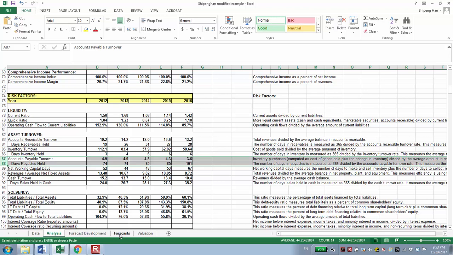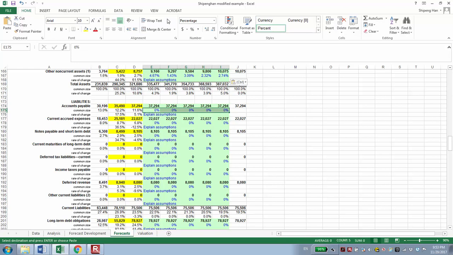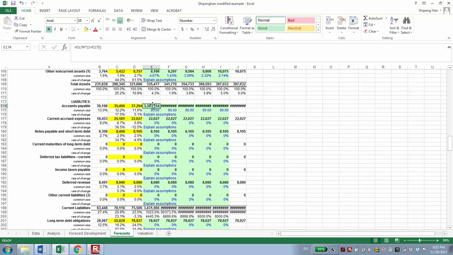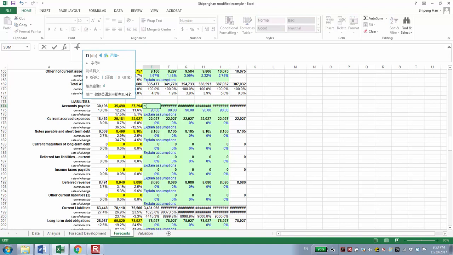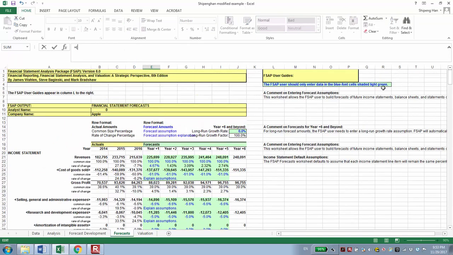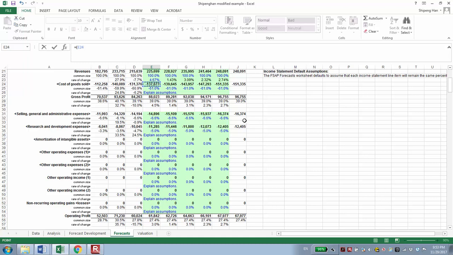Okay. So next we change the format from percentage to numbers and enter 90. Next we enter the formula for accounts payable. The formula is cost of goods sold. Suppose I delete all these. Cost of goods sold, and because cost of goods sold is a negative number, right? So we should change it to positive, with a negative sign.